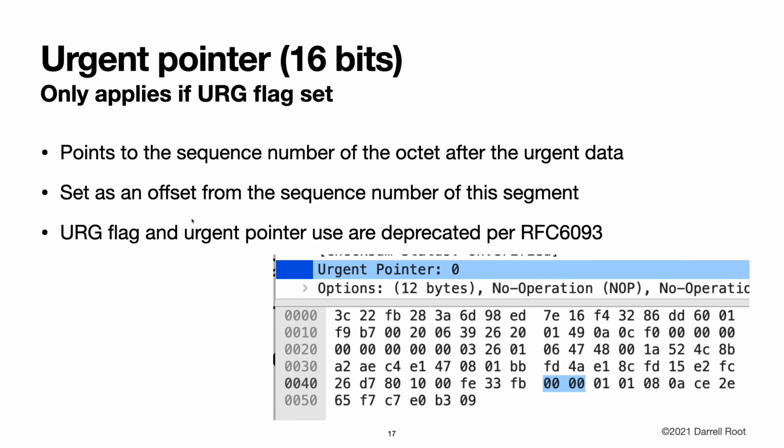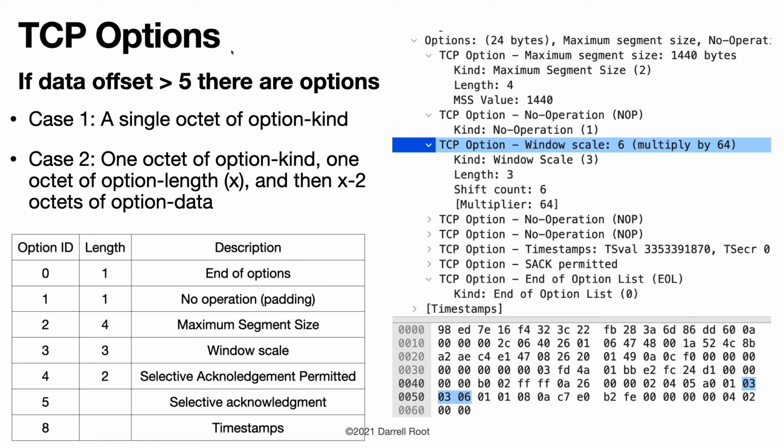However, the use of the urgent flag and urgent pointer are deprecated because they were not consistently used. Let's talk about TCP options. If the data offset field in your segment header is greater than 5, that means you have bytes for options. Options can be in one of 2 formats.